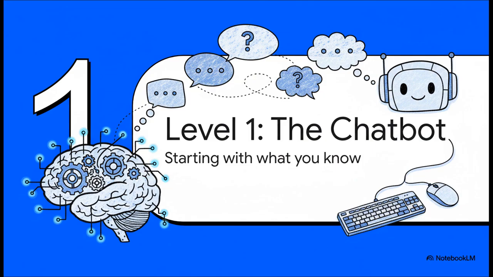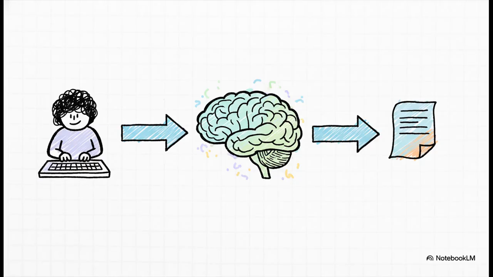Okay, let's dive right in with level 1. This is the foundation, the stuff we all know and use, the chatbot, powered by a large language model, or LLM. So how does it work? Well, it's pretty simple, right? You, the user, give it an input, a prompt, and the LLM uses all the data it was trained on to spit out an answer. Input, output. That's the game.